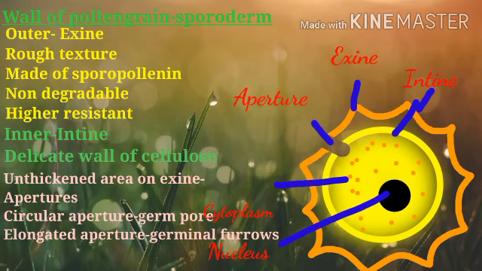The next portion is called the aperture. Apertures are the regions of the pollen wall where exine is reduced in thickness, and this allows the shrinking and swelling of the pollen caused by changes in the moisture content in the atmosphere. Elongated apertures are called germinal furrows, whereas circular apertures are called germ pores.